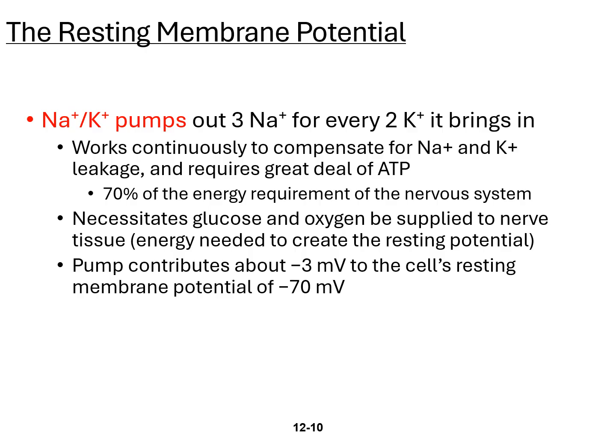Depending on what book you look at, around 70% of all your energy in your body every single day is going to be required for the nervous system. And of that 70% for the nervous system, the majority of that energy is going to this sodium-potassium exchange pump. And it needs glucose and oxygen to be supplied to nervous tissue, because oxygen and glucose are needed for ATP. And this is very, very important to making the resting membrane potential.